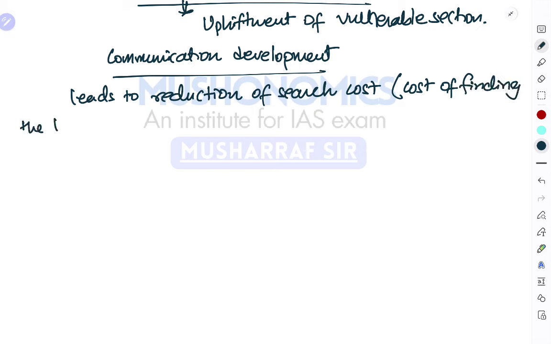For example, Google. Now if we want to go somewhere and we want to have food, etc., or maybe we are looking for a stay and hotels like that, so we can go there. We are booking tickets online, flight booking, train booking, right? So all these things help in this only. So it leads to reduction of search cost, that is the cost of finding the best alternative, by faster spread of internet or by faster spread of information, right?